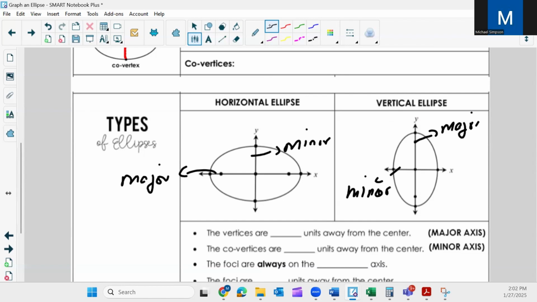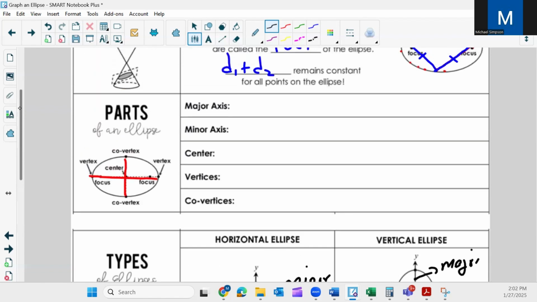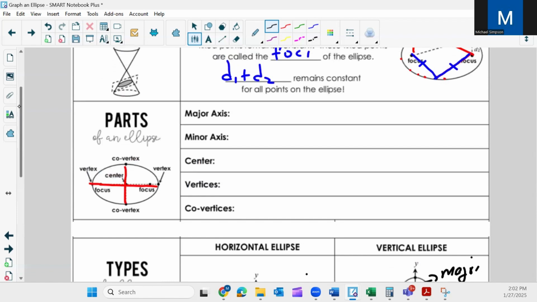Real quick. That's a major axis, and that is a minor axis. Okay? Yeah, the longer one. All right, so the definition of the major axis is your longer axis. The minor axis is your shorter axis. Okay, your center, of course, is (h, k). We all know what the center is, (h, k).